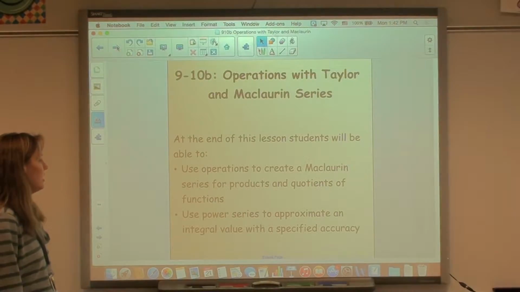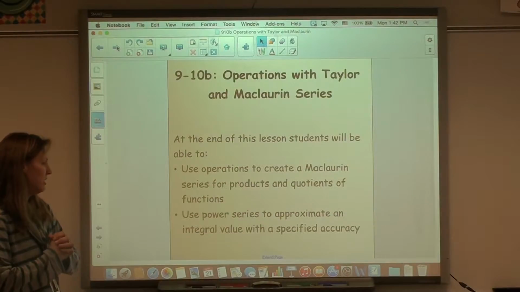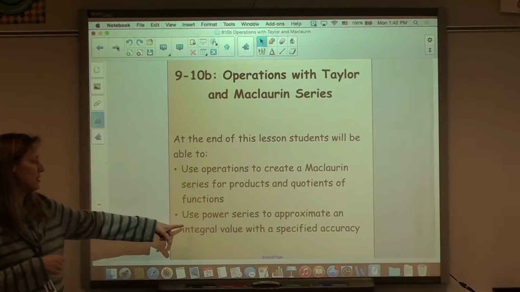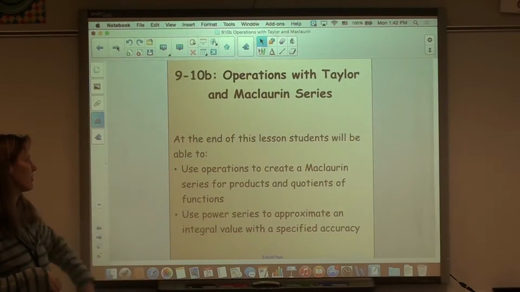Okay. We're also going to use power series to approximate an integral value with a specified accuracy. This is an important concept too, so make sure you take notes when we do this. But take notes for everything, right?